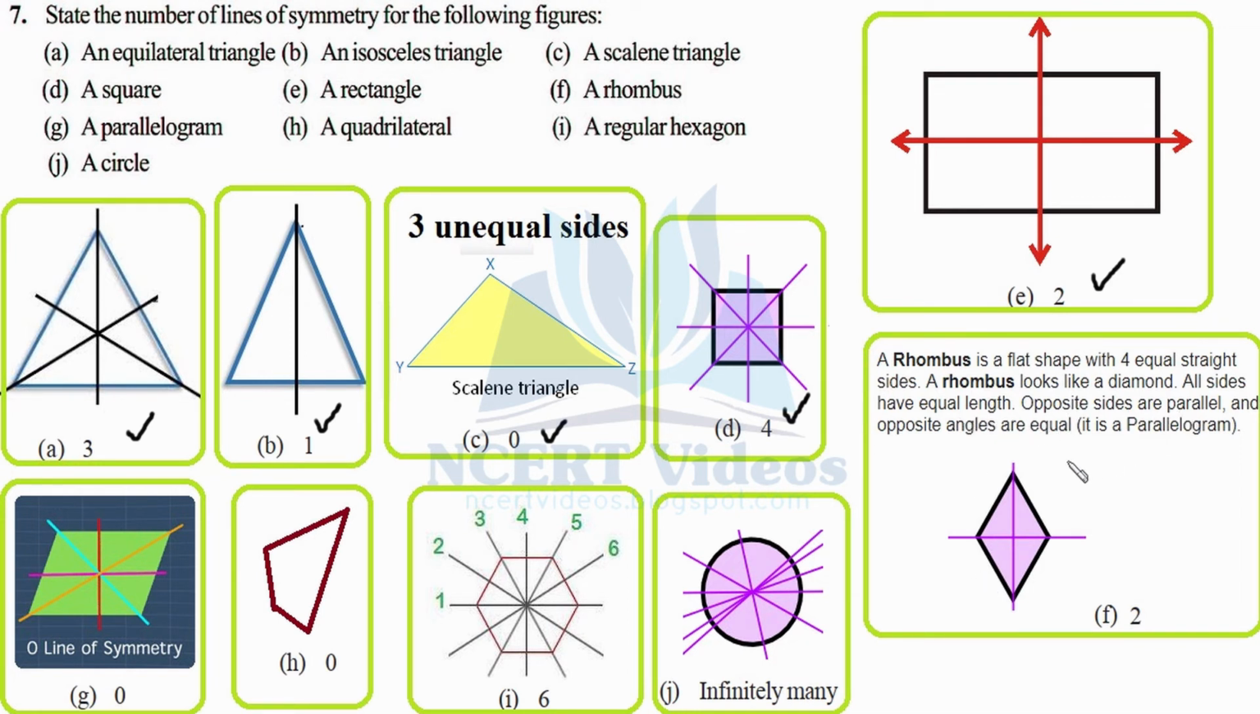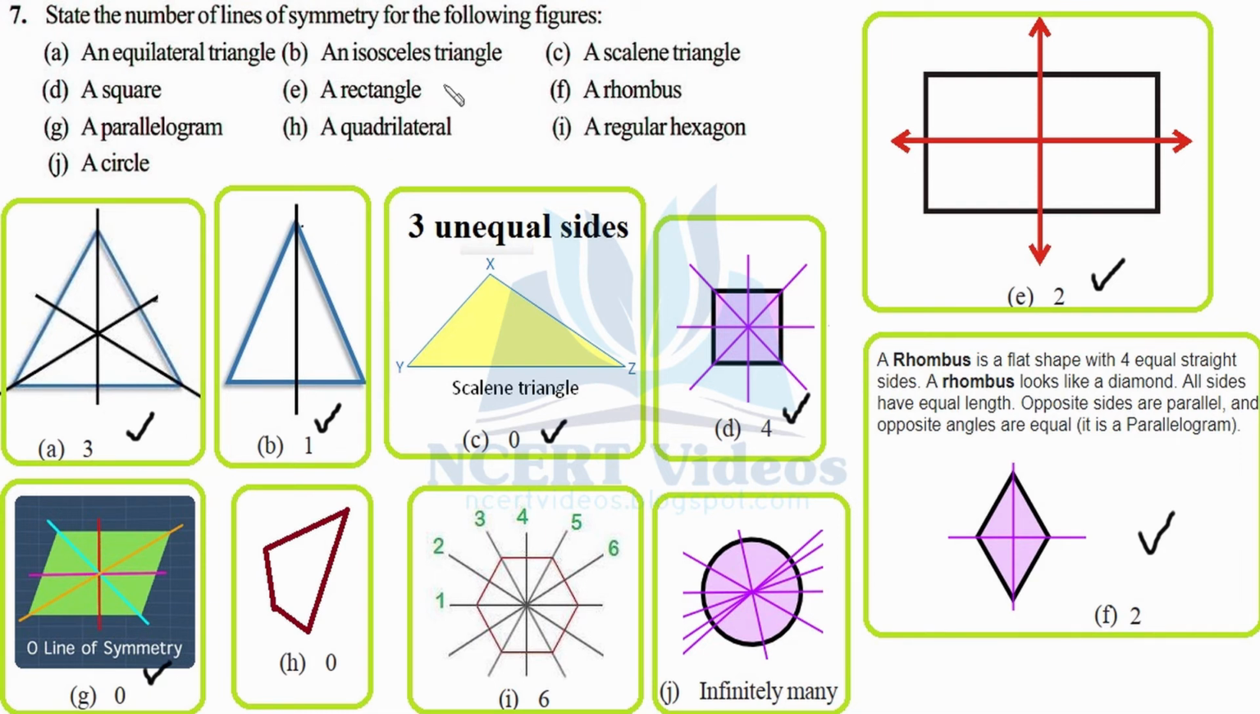Opposite sides are parallel. That is, this side is parallel to this and this side is parallel to this side. So in case of rhombus, we have only 2 lines of symmetry. A parallelogram is similar to rhombus. That is, opposite sides are equal. So this angle equals this angle equals this. In case of parallelogram, we have 0 lines of symmetry. Place a mirror like this, you will not be able to get a symmetric image.